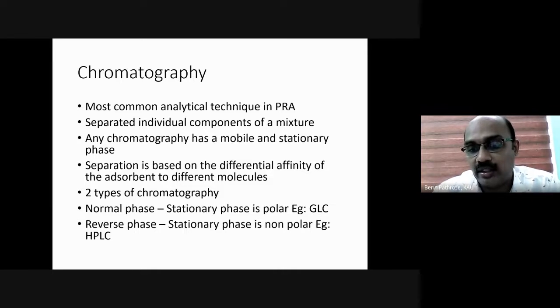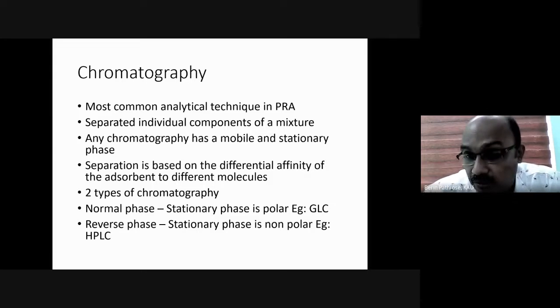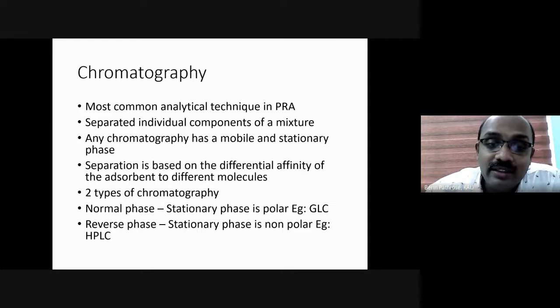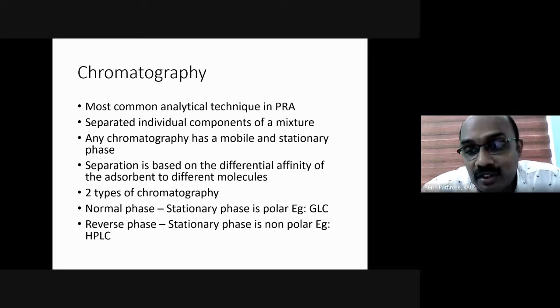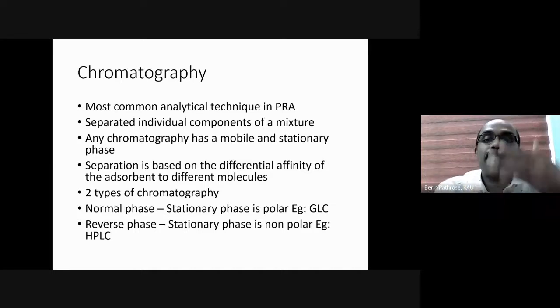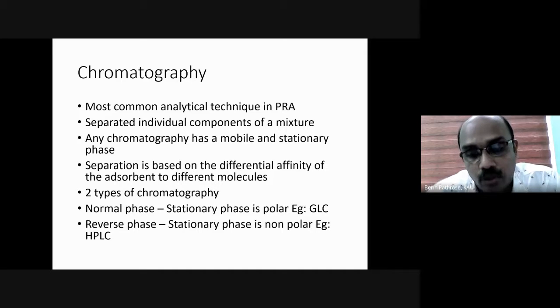Eluting out, I'll type it. The first thing to elute out of that chromatography will be the non-polar one, because we are using a non-polar solid. Reverse will happen in the case of reverse phase chromatography. Are you clear? Normal phase and reverse phase chromatography?